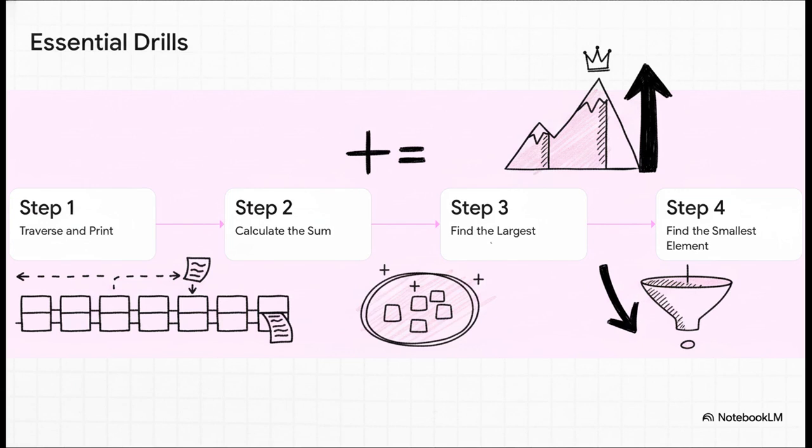First, traversing. That just means visiting each mailbox one by one and printing out what's inside. Then, calculating the sum. Well, you're just adding up the numbers in each box as you go. And finding the largest or smallest element, you just keep a running track of the biggest or smallest number you've seen so far. Simple, right? But seriously, mastering these is the key to everything else.